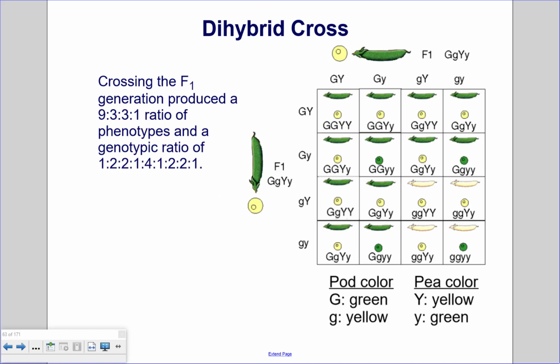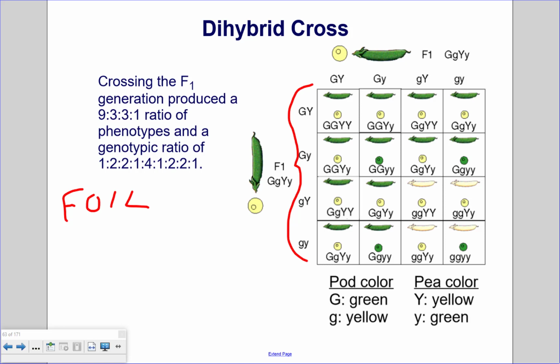Dihybrid cross. Crossing the F1 generation produced a 9:3:3:1 ratio of phenotypes and a genotypic ratio of 1:2:1:4:2:1:2:2:1. These gametes we could generate from the F1 individuals using the FOIL method. That's first, outer, inner, last.